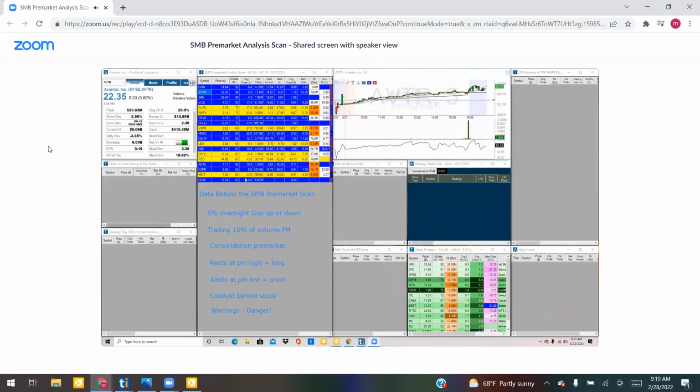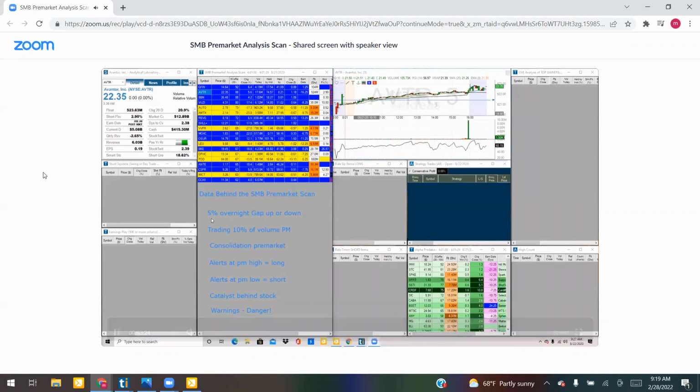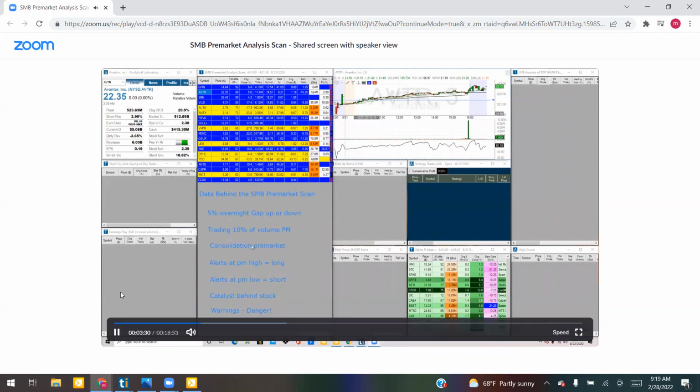So if you look at this scan, which is in the middle of the page, and this chart right next to it on the right is a 5-minute intraday chart, which we use for the SMB scan. If you look at the text below the alerts, we're looking for stocks that have gapped up 5% overnight or gapped down 5% overnight. So this is the data that is behind this scan. We do not need to figure out any of these text filters. It's already built into the scan.